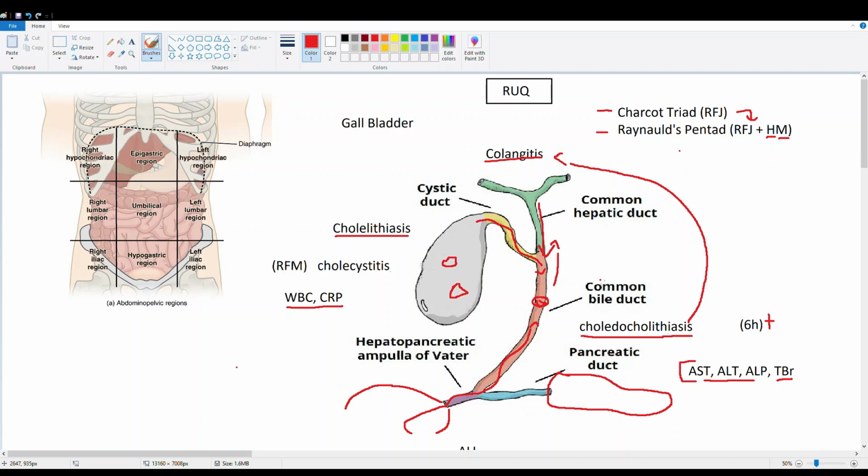Now, the MRCP is non-invasive, remember, so we're not doing an ERCP because we don't want to irritate this system anymore. It's already inflamed, and we don't want to introduce more bacteria into the biliary system, okay?